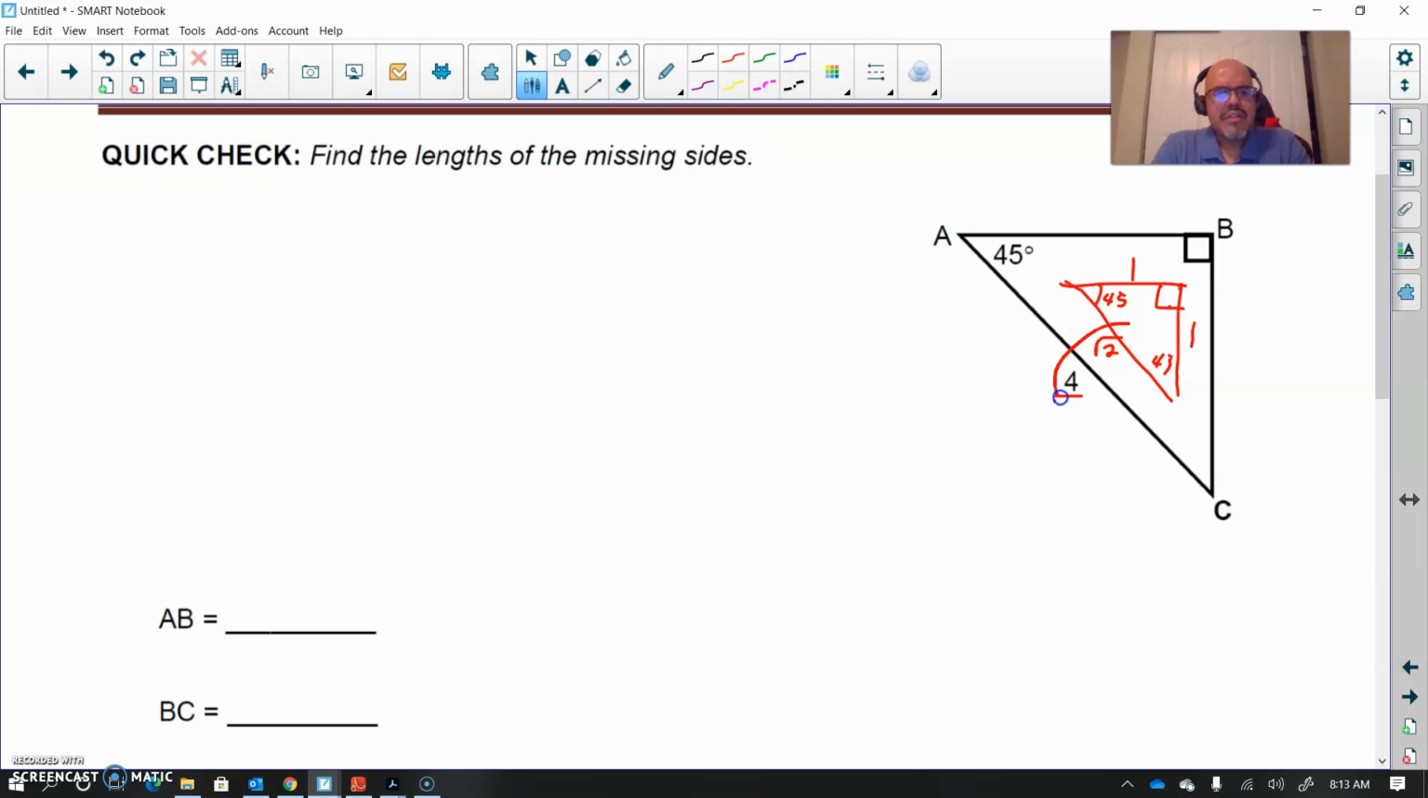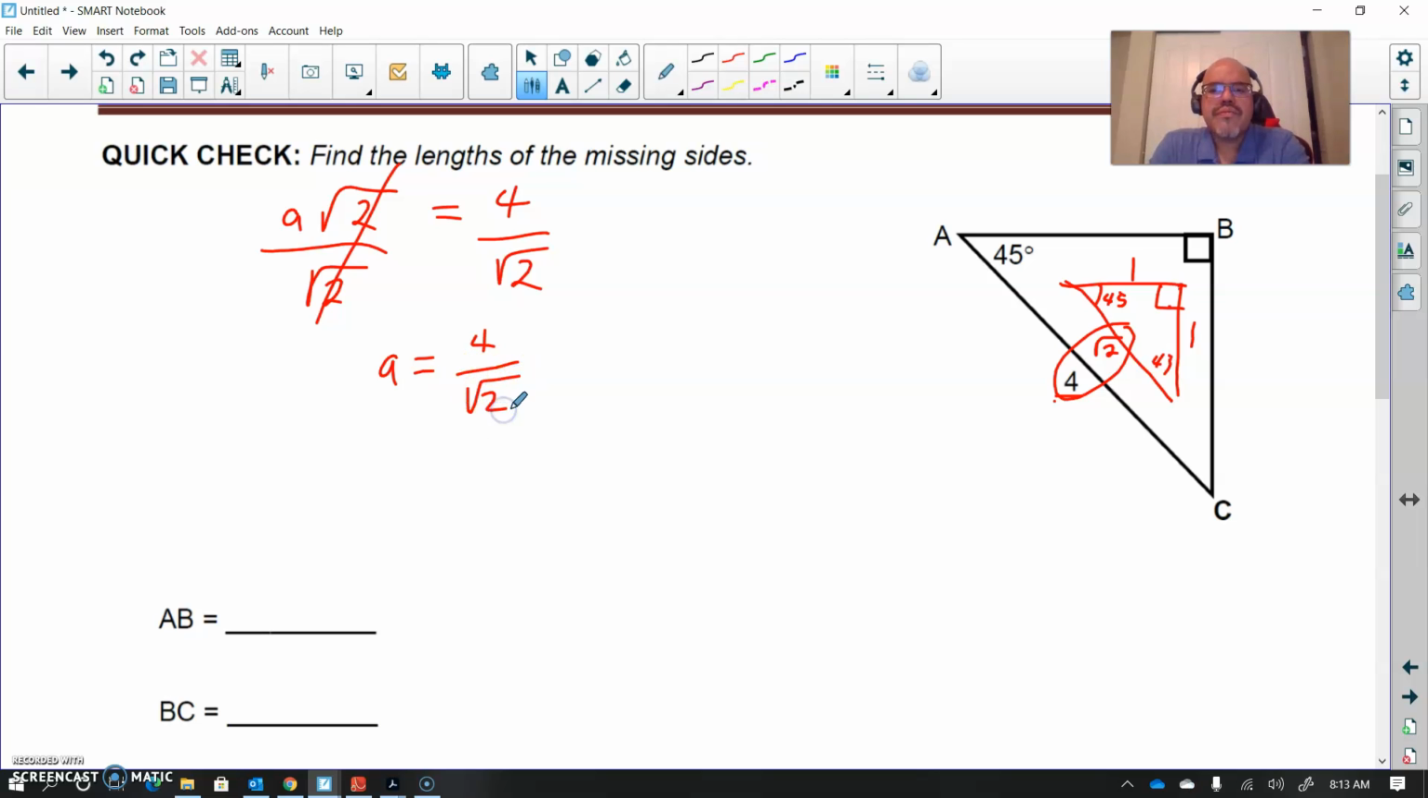And so then we're going to take a look at these two sides and say, okay, what do we multiply the square root of 2 by in order to get 4? So now we just divide both sides by square root of 2. I know I told you to rationalize the denominator, but I'll take answers like this. So this is your scale factor, because these two cancel out, and we have A is equal to 4 divided by the square root of 2.